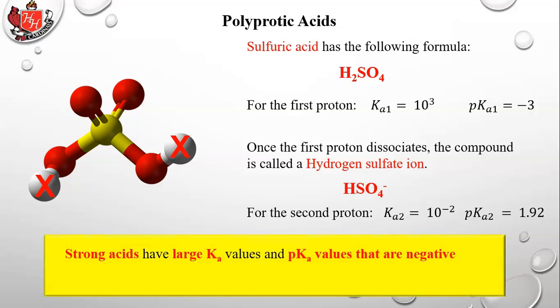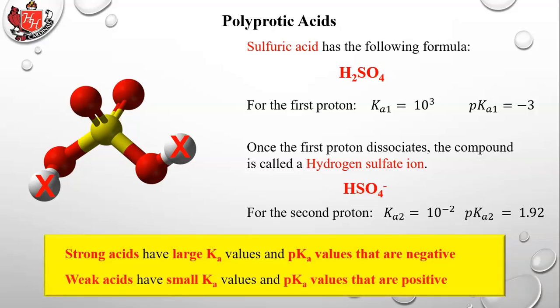Strong acids have large Ka values and pKa values that are negative. Weak acids have small Ka values and pKa values that are positive.